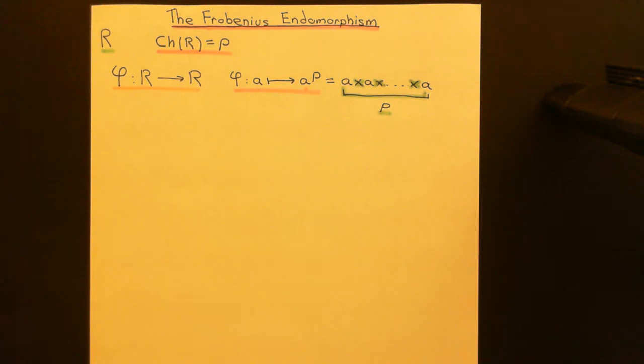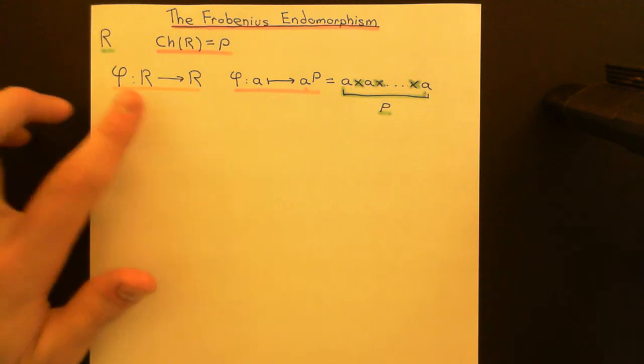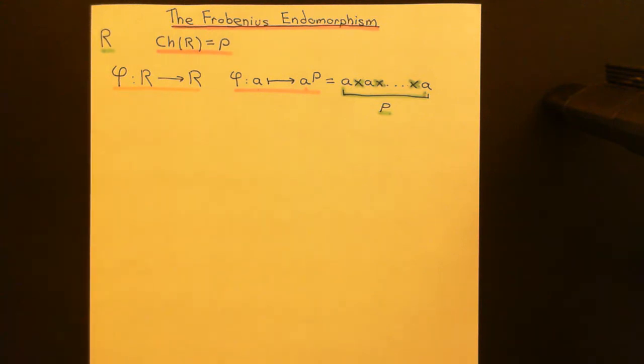The claim is that this is now actually a ring homomorphism. This map has the special property of being a ring homomorphism, i.e. it obeys additive compatibility, multiplicative compatibility, and the fact that the multiplicative identity in the domain is carried to the multiplicative identity in the codomain. And that's not obvious yet.